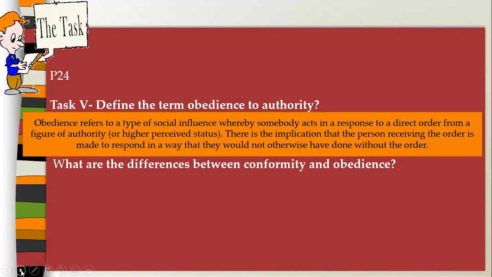So obedience is a type of social influence whereby someone acts in response to a direct order from a figure of authority or higher perceived status. There's the implication that the person receiving the order is made to respond in a way that they would not otherwise have done without the order.